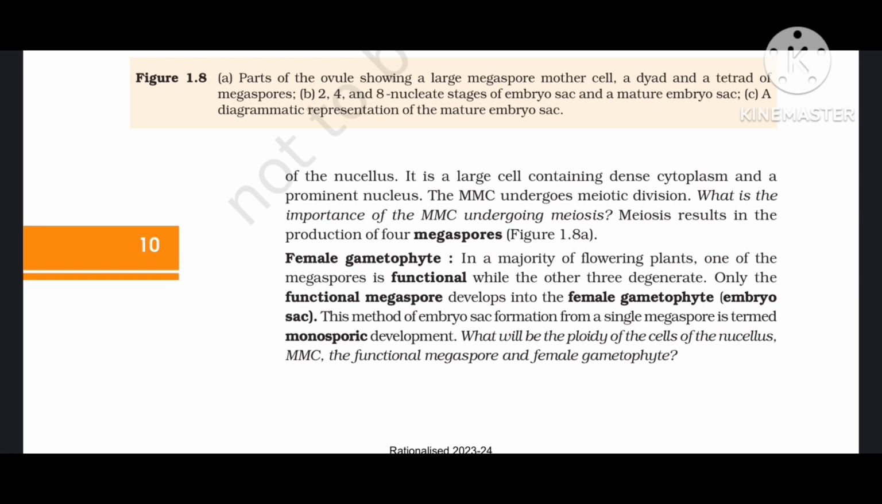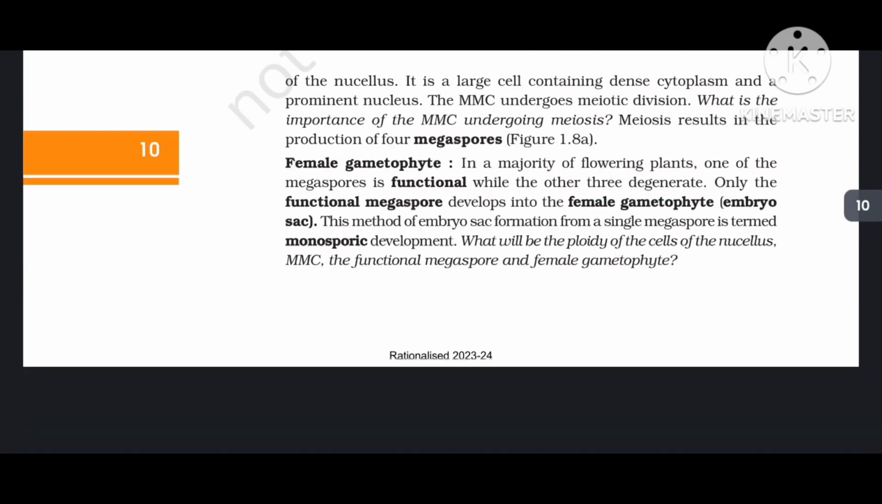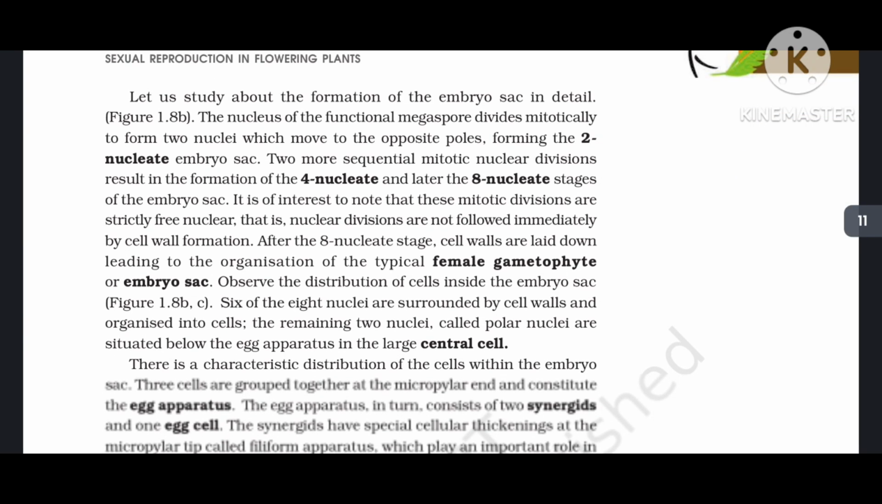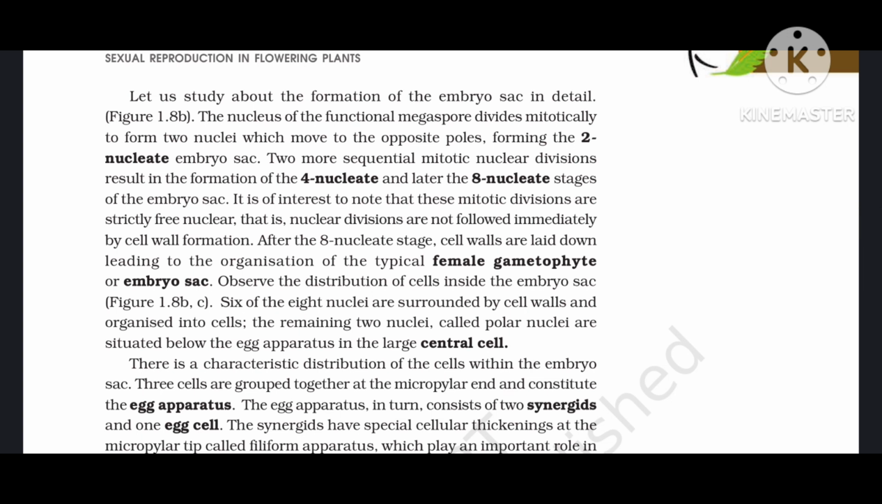After the 8-nucleate stage, cell walls are laid down, leading to the organization of the typical female gametophyte or embryo sac. Observe the distribution of cells inside the embryo sac, figure 2.8b,c. 6 of the 8 nuclei are surrounded by cell walls and organized into cells. The remaining 2 nuclei, called polar nuclei, are situated below the egg apparatus in the large central cell. There is a characteristic distribution of the cells within the embryo sac.